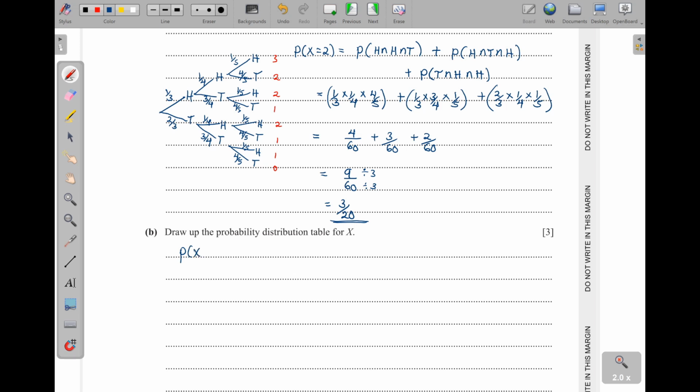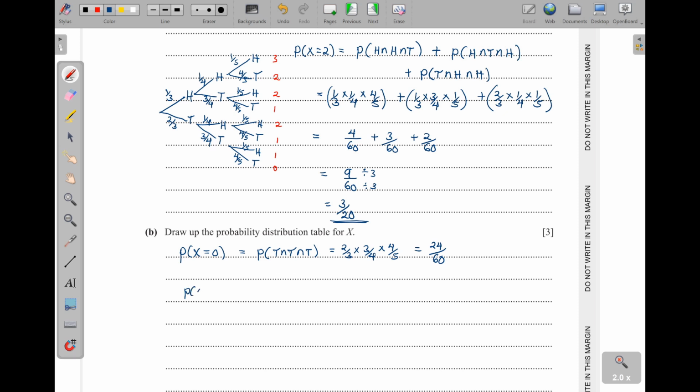So the probability of getting no head is actually the probability of getting tails only. So this one is 2 over 3 times 3 over 4, then times 4 over 5. So 2 times 3, that is 6 times 4, that is 24 out of 60. You can simplify it or you can leave it like that, no problem.